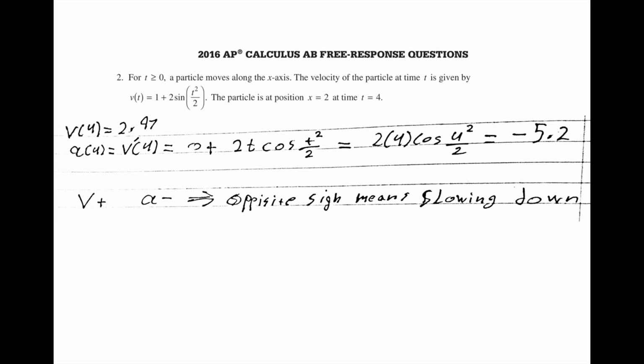You can also do the derivative by calculator, but we will do it here. The derivative will be 0 plus 2t, the derivative of the inside, times cosine of t squared over 2. Substituting the value, we get minus 5.2. Since velocity is positive and acceleration is negative, they have opposite signs, so the object is slowing down, because it's moving with positive velocity and its acceleration is negative. So slowing down is the answer.